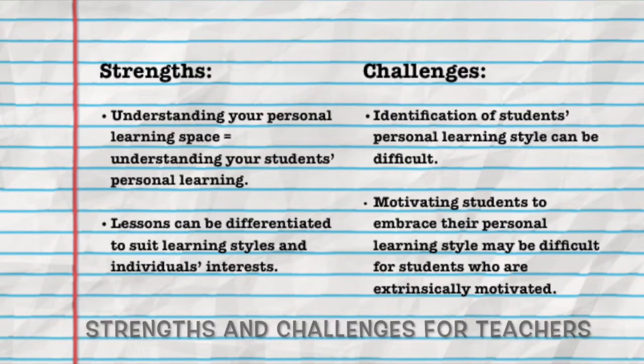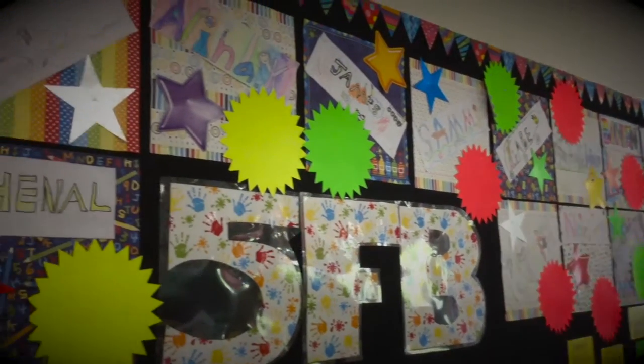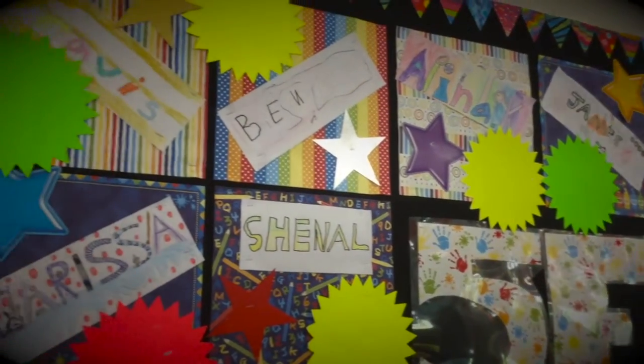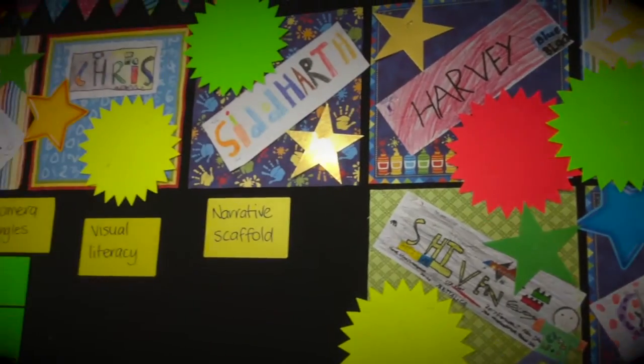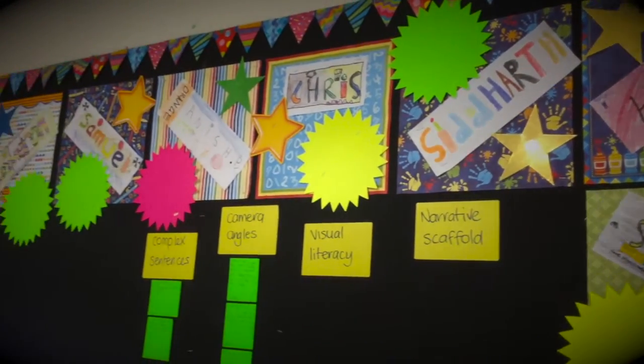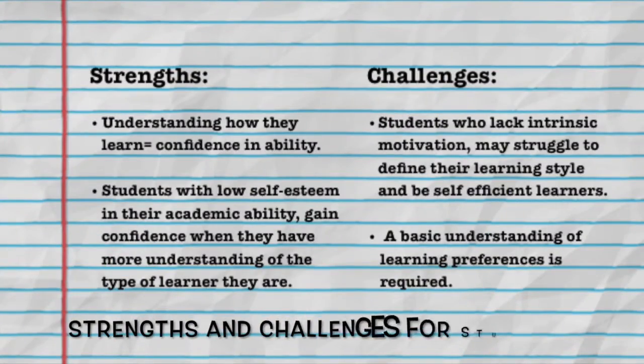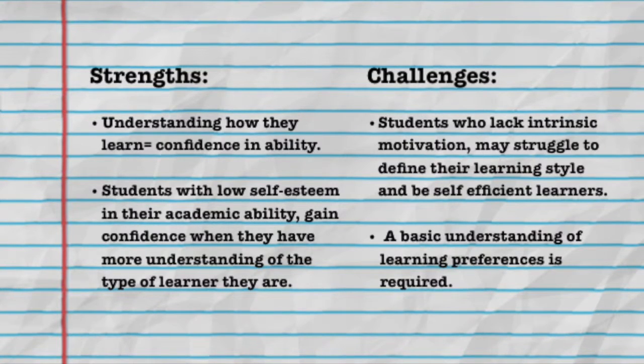learning. When students' personal learning space can be identified by one or more of Gardner's multiple intelligences, teachers have the power to differentiate lessons and individual tasks to suit each student. For students exploring the personal learning space, establishing how they learn can open up a lot of opportunities. For a student who lacks intrinsic motivation, it may be challenging for them to define their own learning space and continue to be self-efficient learners.